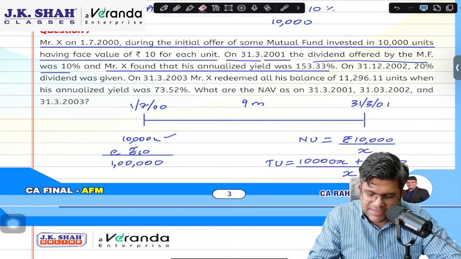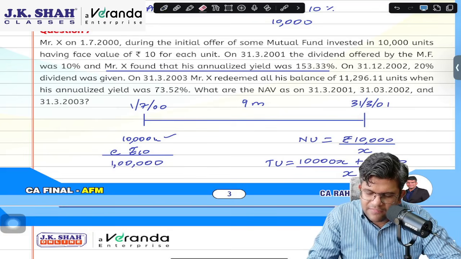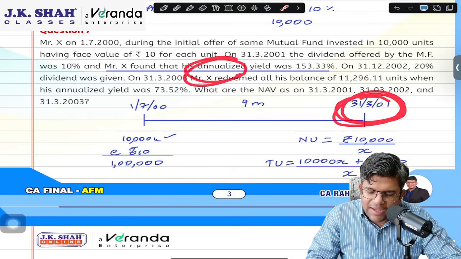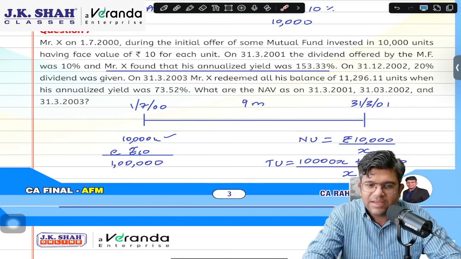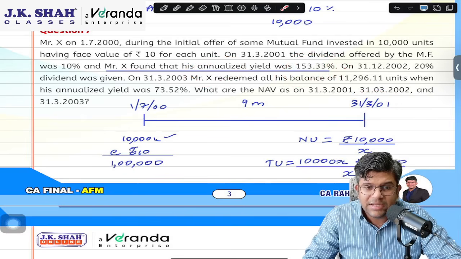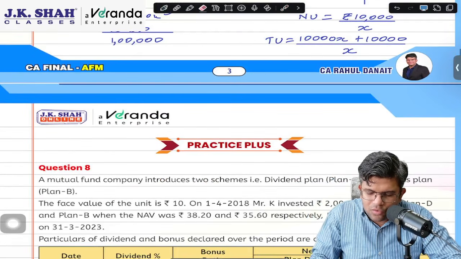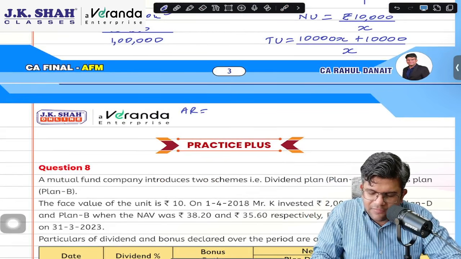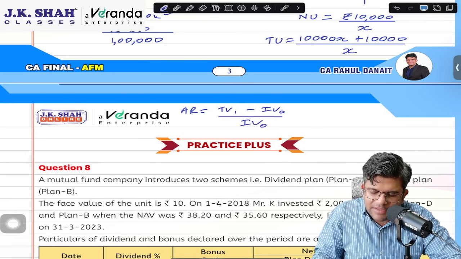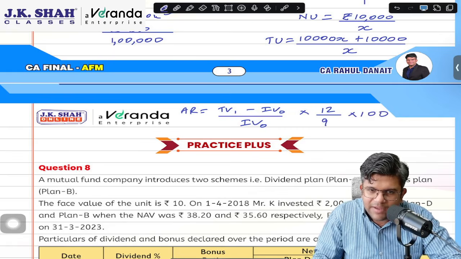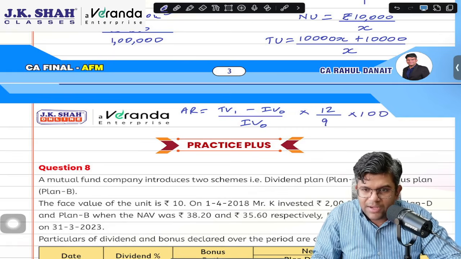Mr. X is saying that on 31/3/2001, my annualized yield was 153.33%. Okay, how do you solve this, students? You know that annualized return will be total value at the end of the period minus investment value today, the whole upon investment value today, into 12 by 9 into 100. Are you comfortable with 12 by 9? Give me a Y if you understood this. Annualized yield, because your investment is only for a 9 months period, correct?